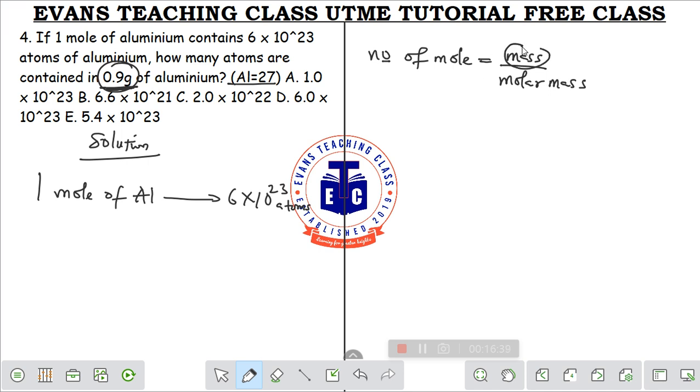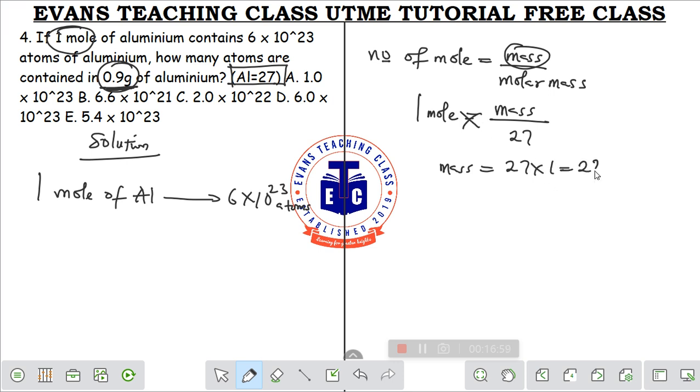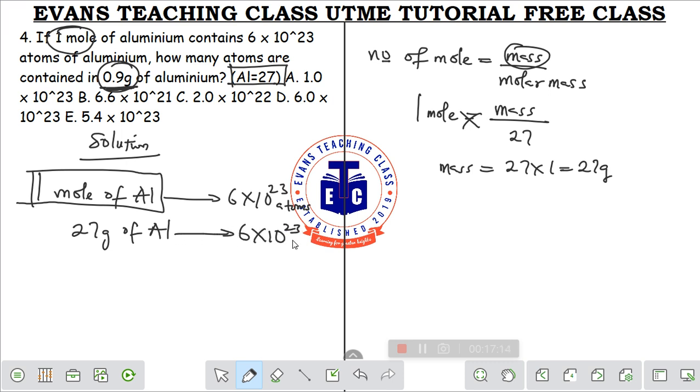Now let's look for mass. Now they give us 1 mole here, right? So let's say 1 mole is equals to mass over, what's the molar mass they give us here? 27. So let's use that 27. So our mass will now be equals to 27 times 1. So that will be 27 gram, right? So in place of this 1 mole, you're going to write 27 gram of aluminium. I think you get what I'm doing. So it will now be 6 times 10 raised to the power 23 atoms.